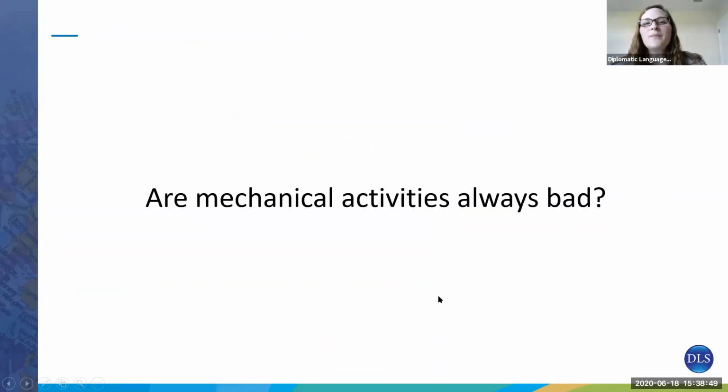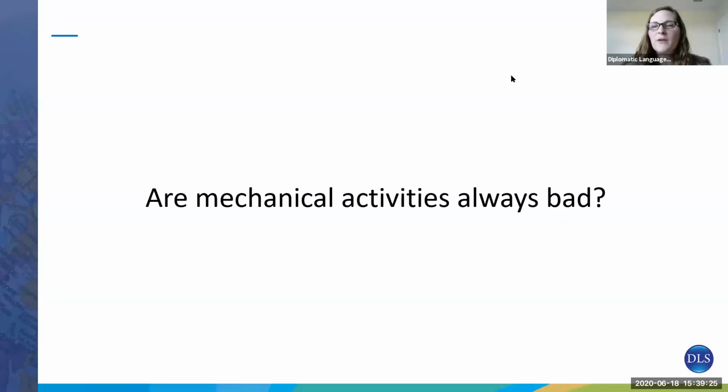Okay, are mechanical activities always bad? What do you guys think? Depends on the student. Very often, if a student has the type of mind that is good when he is just drilled and repeats, and there are students like that, it works for them. But for many, they should understand what they're saying every time. Yeah, good.